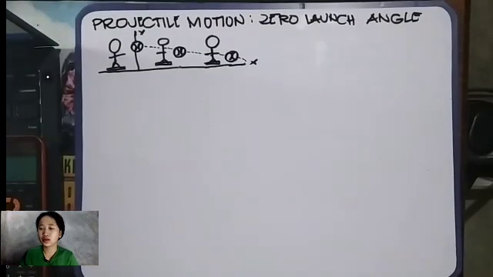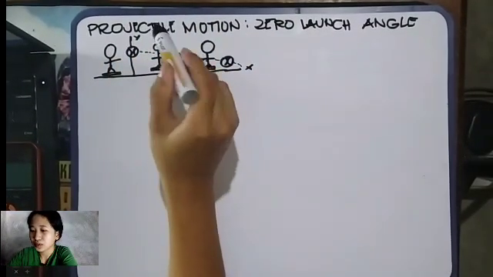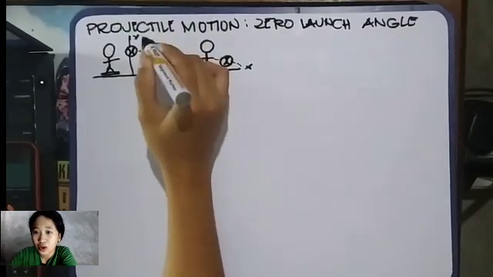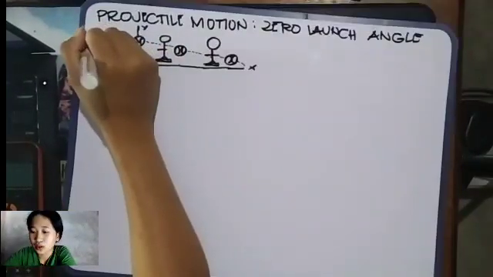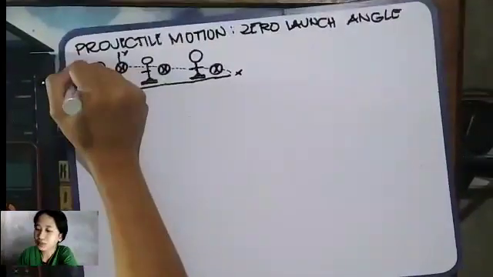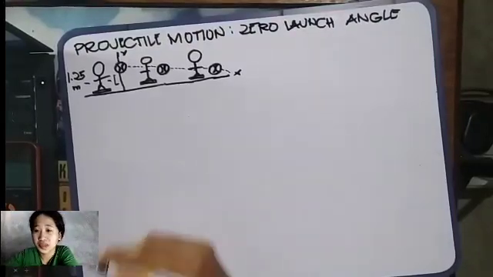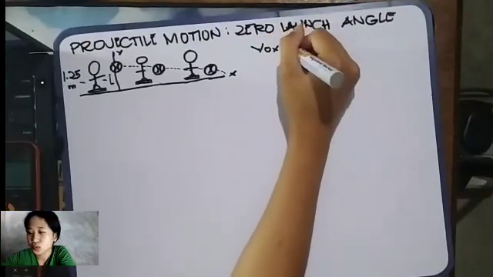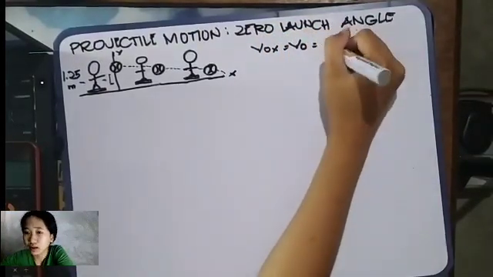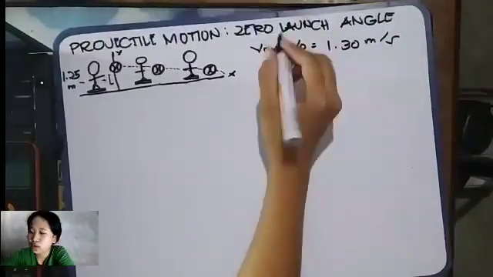So, ito yung figure ko. Ito yung tao na nag-release ng ball. Na ang height is 1.25 meter. Then, ang speed nun, yung initial speed nun is V sub O x is equals to, V sub O na lang is 1.30 meter per second. So, yung V sub O y natin is 0.